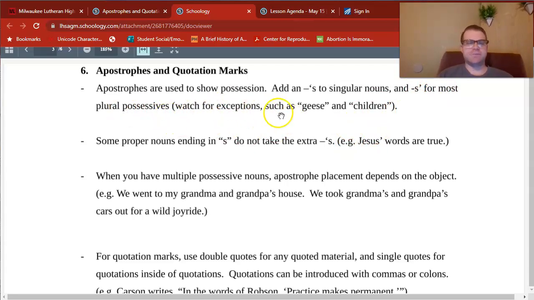We do have to watch for exceptions. So noun plurals that don't end in S, like goose changes to geese, child changes to children, they're just going to add a regular apostrophe S as if they were singular. Something to note, some proper nouns ending in S do not take an extra S. Jesus is a good example of that. You will not see Jesus apostrophe S or Jesus's in literature. It's just Jesus' disciples, even though Jesus is singular.